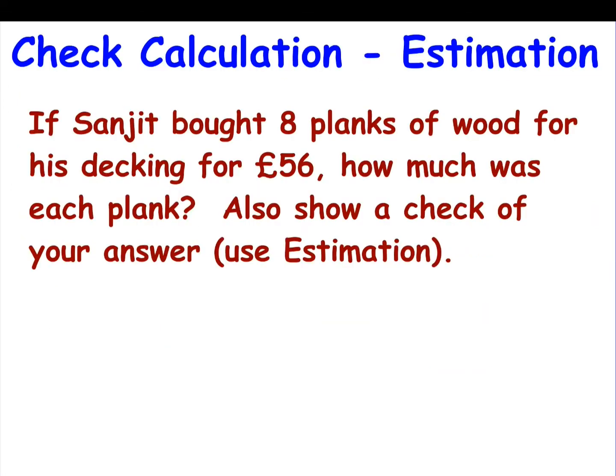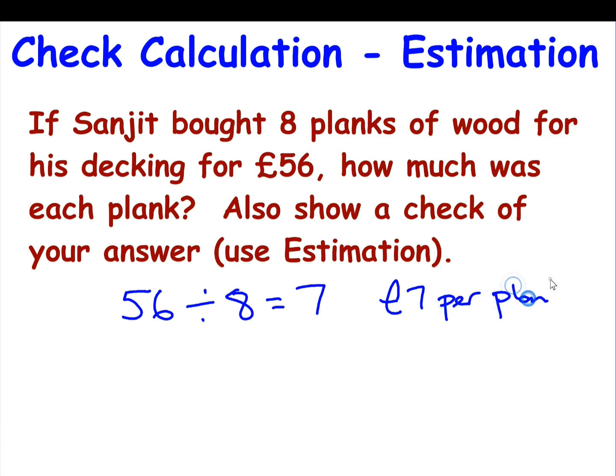Here's an example of a functional skills question that then asks you to do your check using the estimation process. So Sanjit bought 8 planks of wood for his decking at £56. How much was each plank? So we have £56 divided by the 8 planks, and if you know your times table, 56 divided by 8 is 7. So he paid £7 per plank.